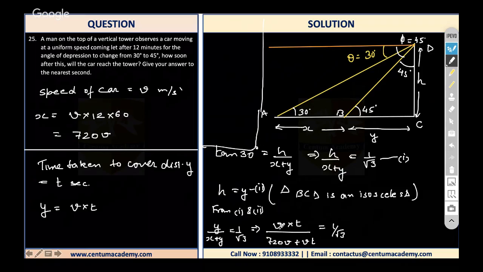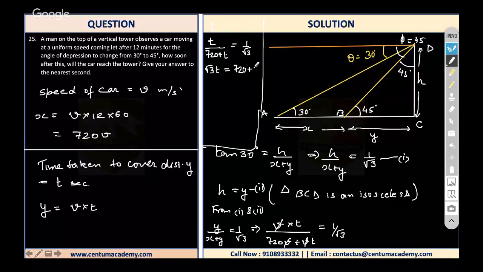Okay. So if you see, V can be struck off. So V goes, and it becomes t upon 720 plus t is equal to 1 upon root 3. Now it boils down to solving this linear equation. So it's root 3 t is equal to 720 plus t. So (root 3 minus 1) t is equal to 720. Okay. So t is equal to 720 by (root 3 minus 1).